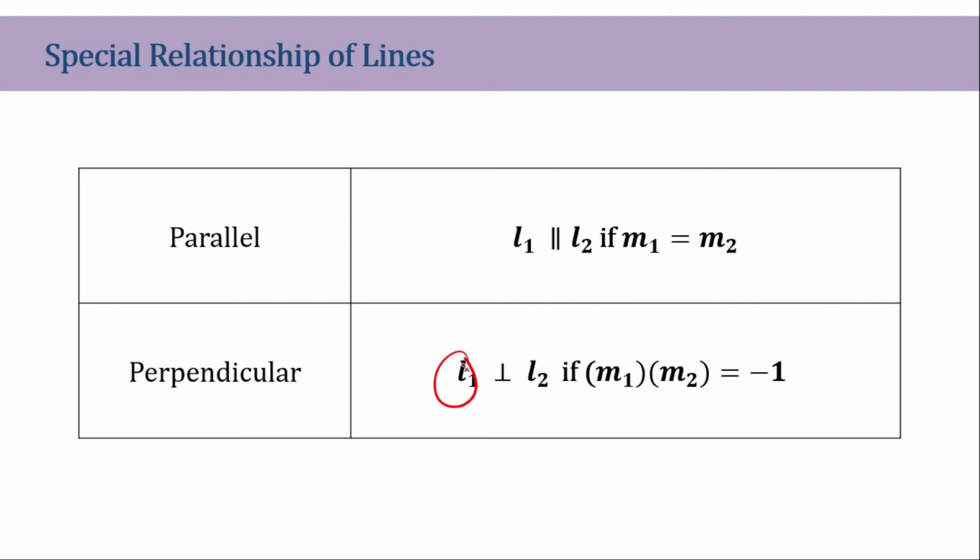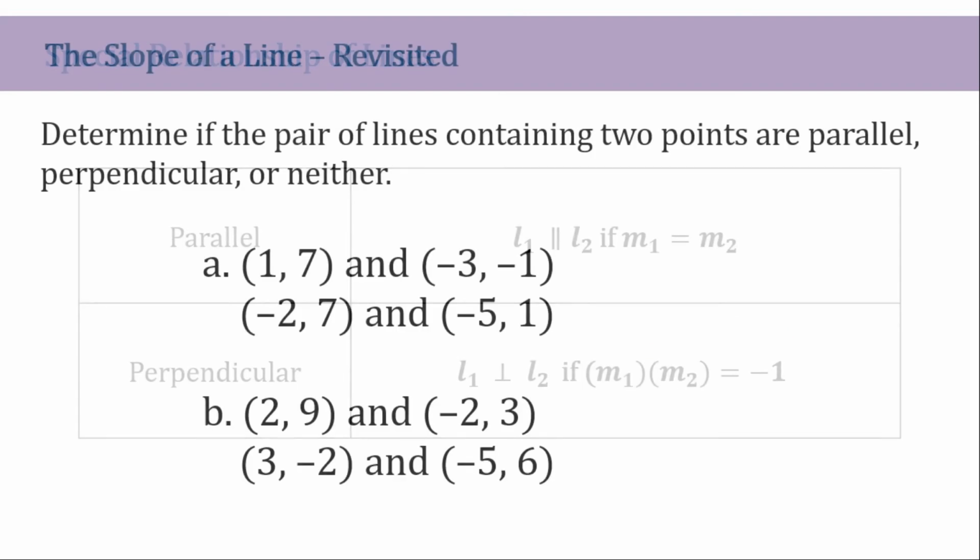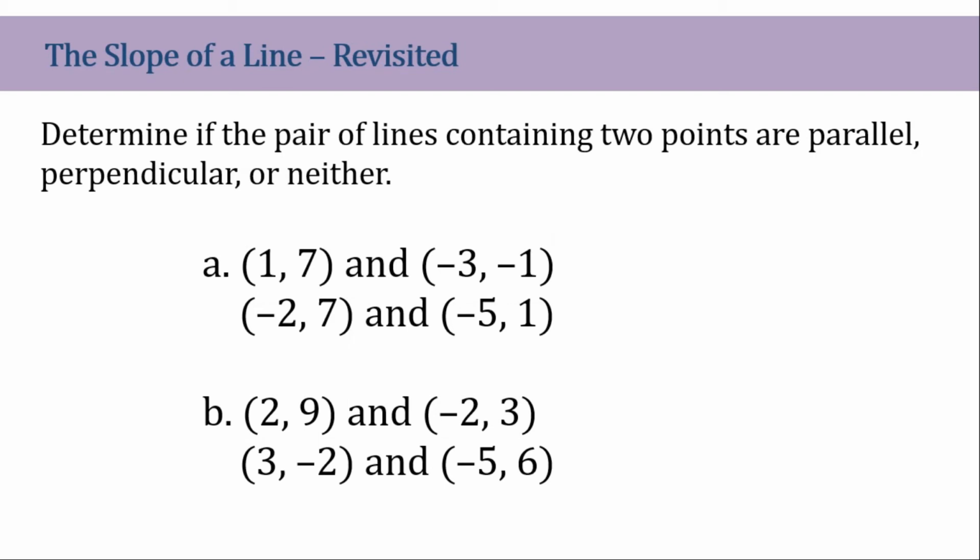Now, if line 1 is perpendicular to line 2, then the slope of line 1 is the negative reciprocal of the slope of line 2. Or if we multiply them to each other, they will yield negative 1. Okay, let's show this. Let's just imagine that this is a line that passes through this point, and this is line 2 that passes through this point. We will compare the relationship of these two lines.